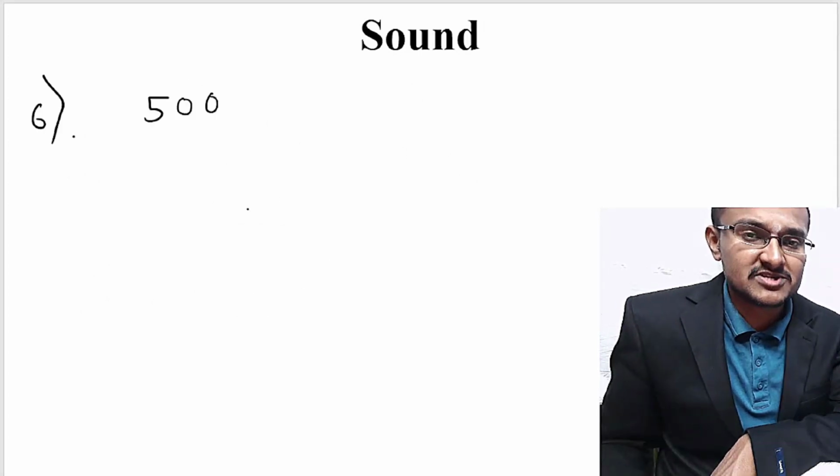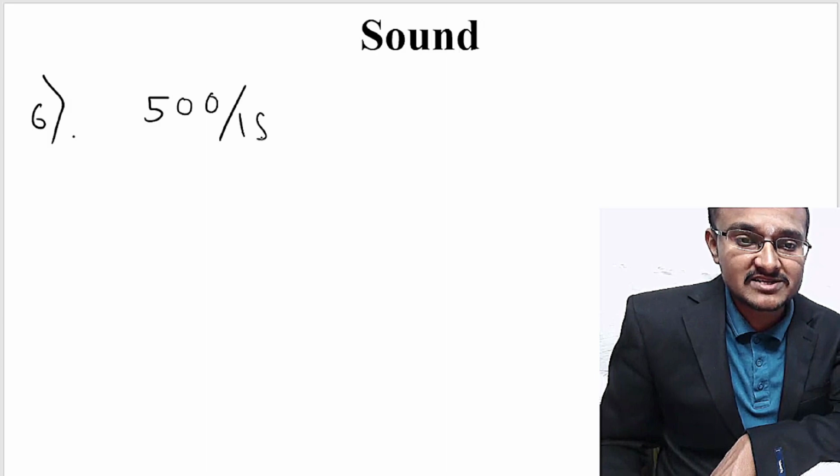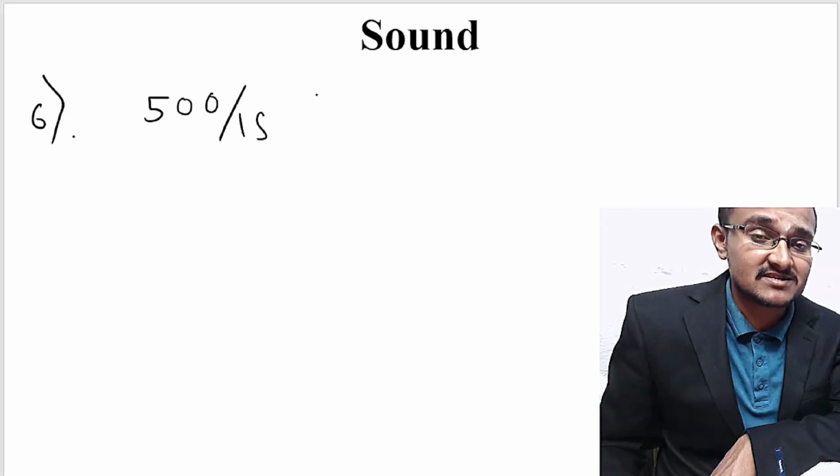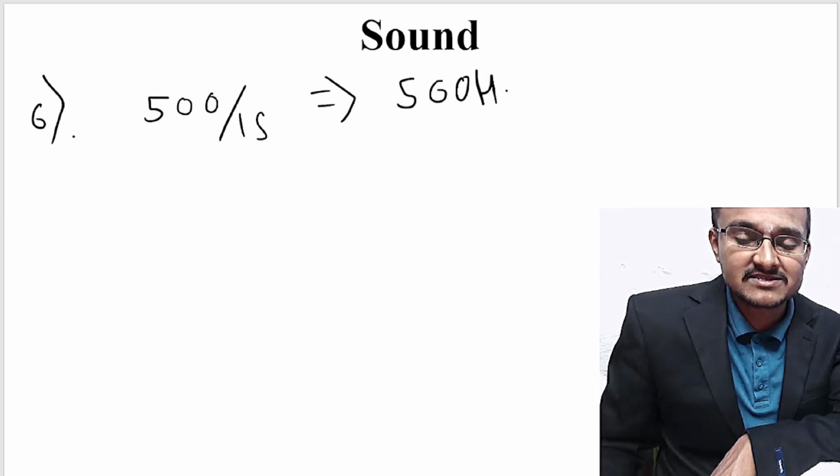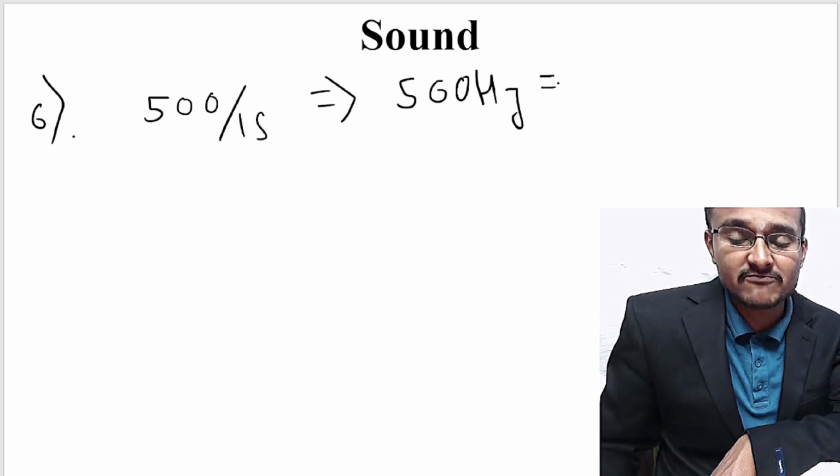Coming to the sixth question, a mosquito is vibrating its wings 500 times in one particular second. So they have asked the time period of this particular vibration. So here 500 vibrations in 1 second means they have given the frequency of this particular vibration. So 500 hertz is the frequency of this particular vibration.